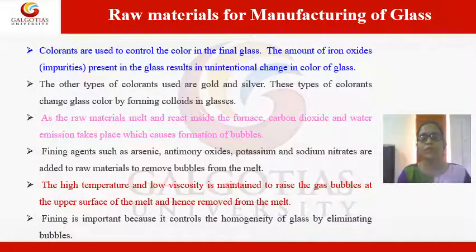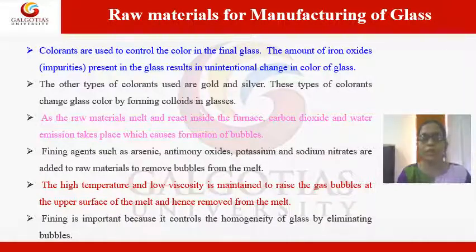During the manufacturing of glass, different colorants are also used to maintain the color in the final glass produced. The amount of iron oxide present in the glass as an impurity results in an unintentional change in color of the glass. If iron oxide is present, then whatever color of glass you want to prepare, there is some change in the color of the glass. The other types of colorants used for manufacturing glass are gold and silver. These colorants change glass color by forming colloids in the glass.